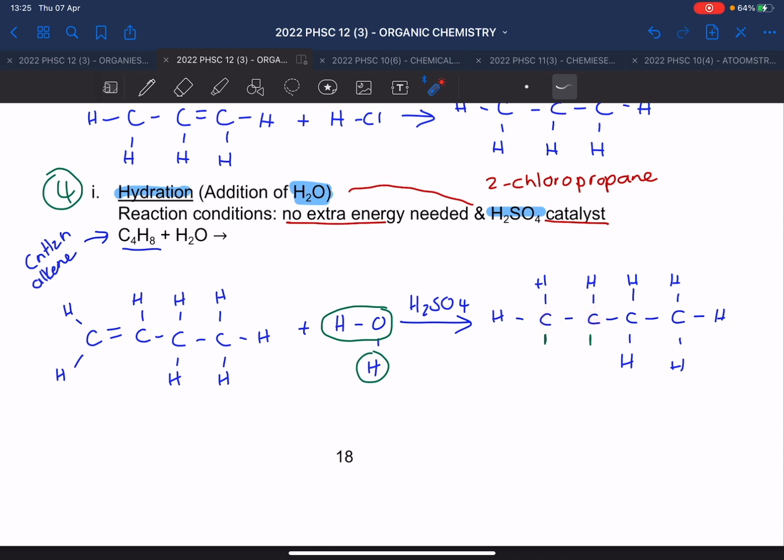You don't need to know this rule off by heart. You must just apply this rule. So don't go study this rule like a definition. You must just apply it. So this carbon has 2 hydrogens and this carbon has only 1. So we're going to put the hydrogen there and the OH there.